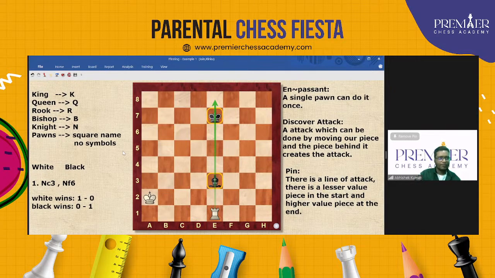In this form of pinning, can the bishop move anywhere? We know the bishop moves in a diagonal, but can this bishop actually move? No, because there is a direct attack on the king. So it's kind of a pin. You fix the position of the bishop, they cannot move it. Yes, exactly. If we move the bishop anywhere, let's say to this square, what will happen? As soon as the bishop moves from the e3 square, the rook is going to attack the king.